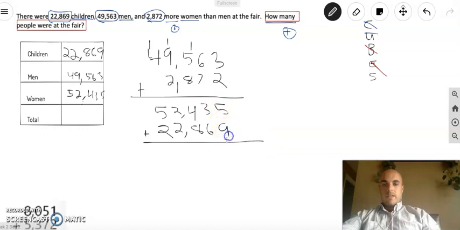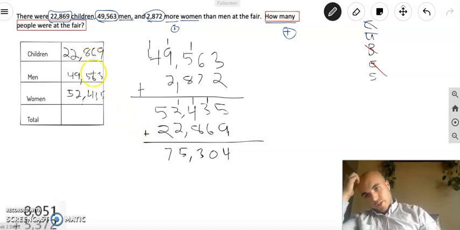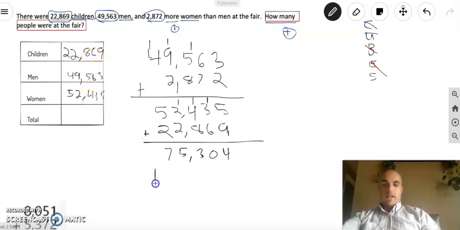5 plus 9 is 14. Carry the 1. 1 plus 3 is 4. Plus 6 is 10. 1 plus 4 is 5. Plus 8 is 13. Carry the 1. 1 plus 2 is 3. Plus 2 is 5. 5 plus 2 is 7. Okay, so I've added the women, the children. Now I need to add the men. So I'm going to add again. It's our last time adding.